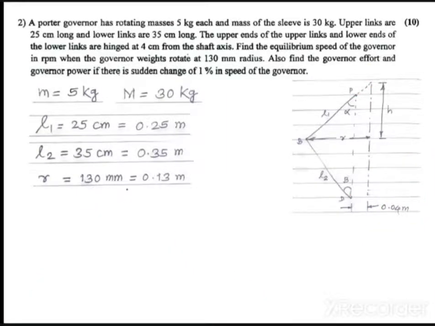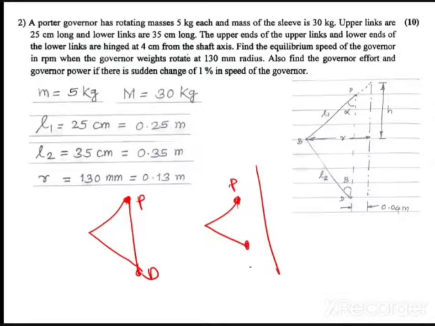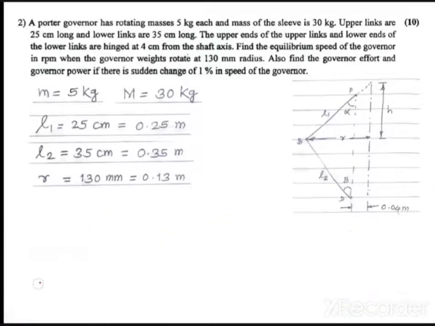So the problem can be of 3 cases, point P and point D. Either both are lying on the governor axis, or both are not lying on the governor axis, or maybe point P is lying on the governor axis and point D is not. So case number 1, 2 and 3. There are 3 types of problems we have already solved.